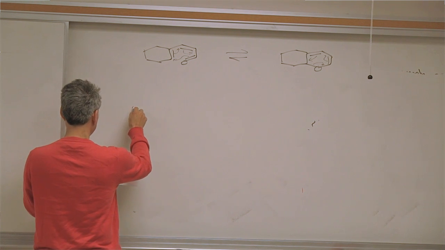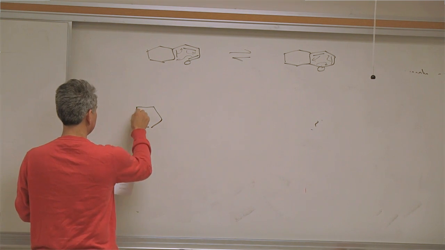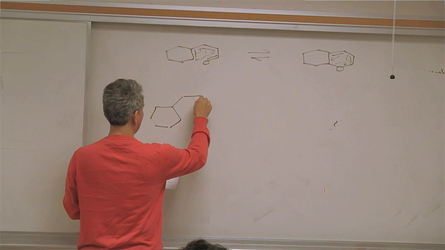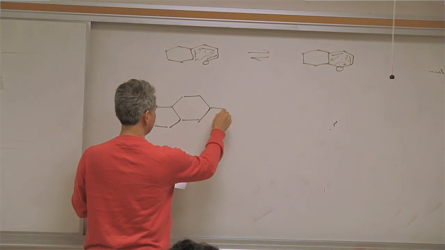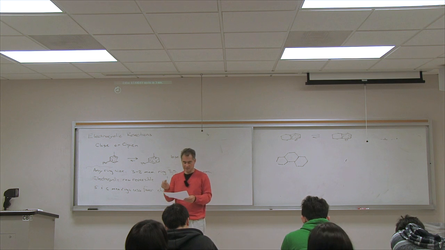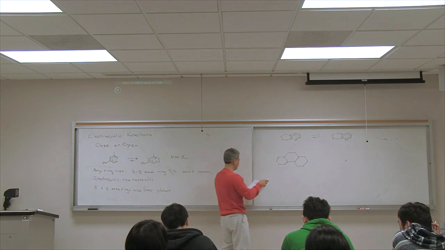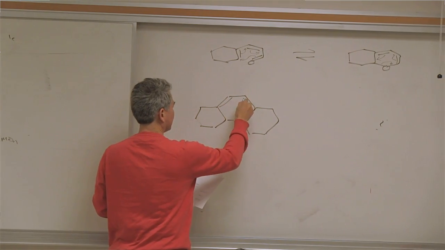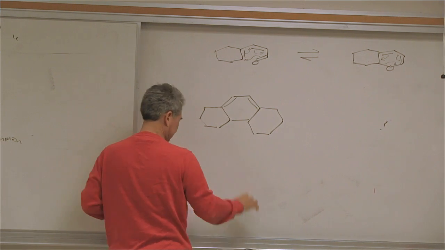Here's a system where it's a little bit more complex to draw. I'm just going to draw 3 rings, but I want to focus on this middle ring here. And we can think about this process of opening.